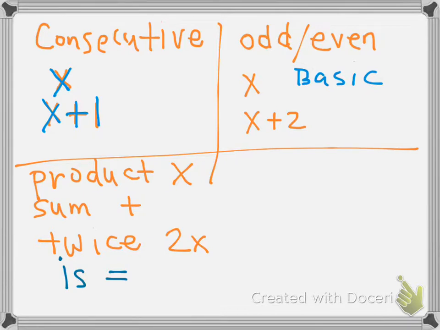You need to remember some vocabulary. Product means the answer to a multiplication problem. Sum is the answer to an addition problem. Twice means times it by 2. Is means equals. All right.